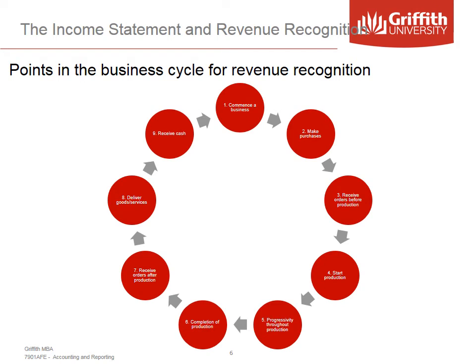Here's a little scheme that you might like to work around. Start up at the top. When is revenue going to be recognised? Okay, when we commence a business, when we make purchases, receive orders, start production, throughout production, when we complete production, receive orders, so the customer is starting to come into the scene here, deliver the goods, or receive the cash. Now, some of those are clearly improbable, but as we get further around the cycle, the higher the probability is that we may be able to recognise the revenue. A lot of that will depend on the nature of the contract.